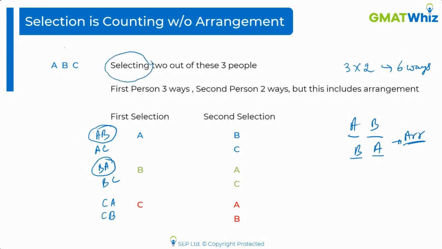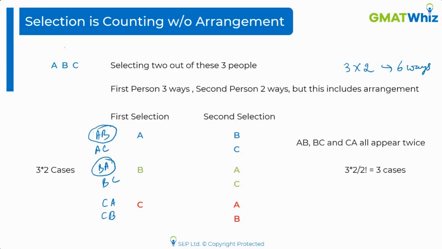We are just selecting them. Whenever you select things, you don't consider arrangement. You have to take only one case. So always remember, in this case, if you are doing 3 into 2, you should actually divide it by 2 factorial, because you are selecting 2 things. When you are doing them one by one, you are automatically taking arrangement into account.